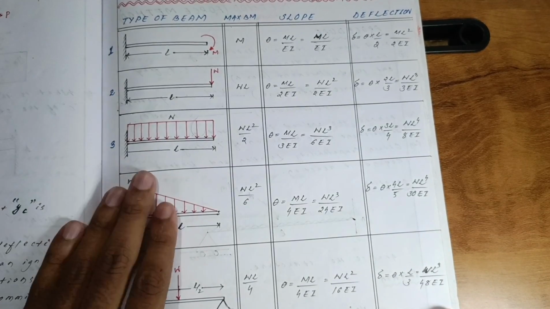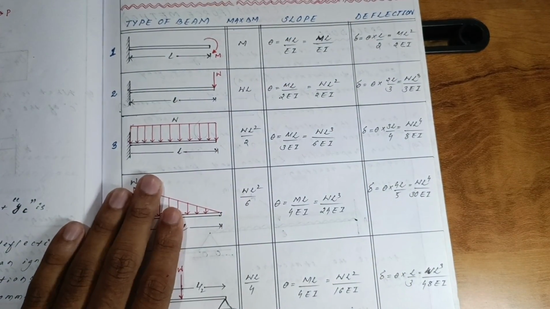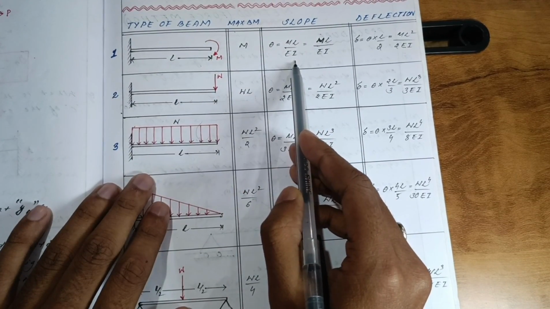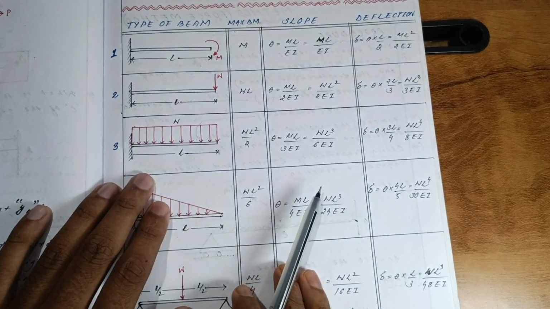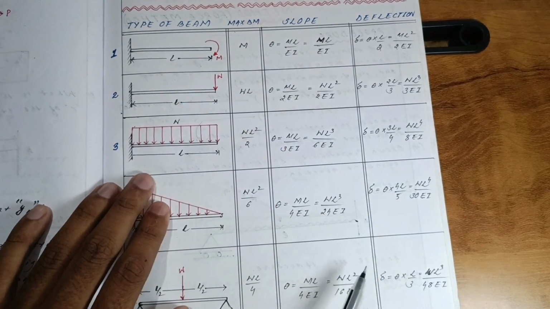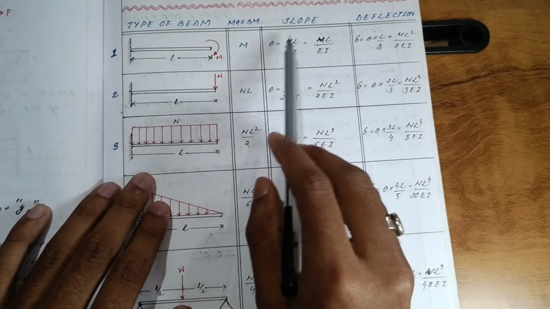To remember slope, we have to remember some formulas serially. For the first situation, theta equals ML by EI. Here M is the maximum bending moment, L is the length of the beam, and EI is the flexural rigidity. Theta equals ML by EI.